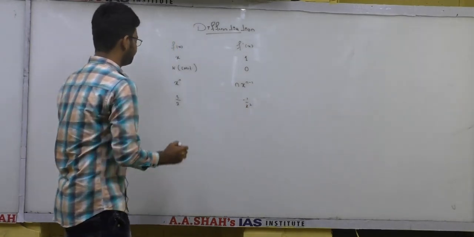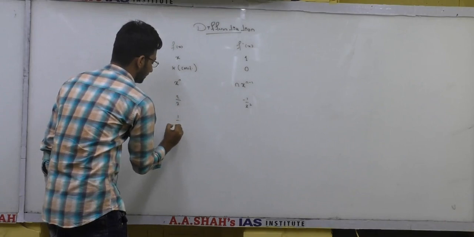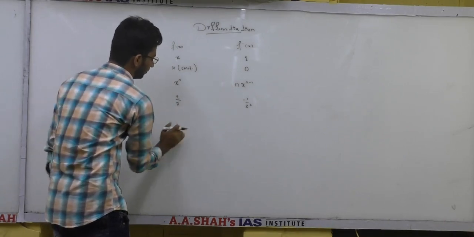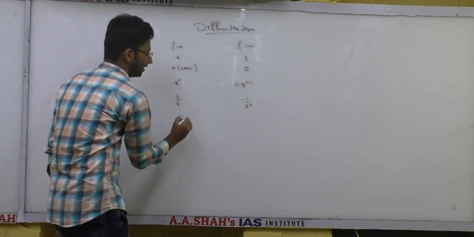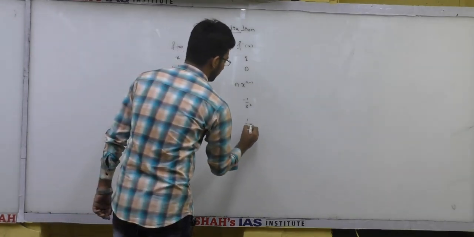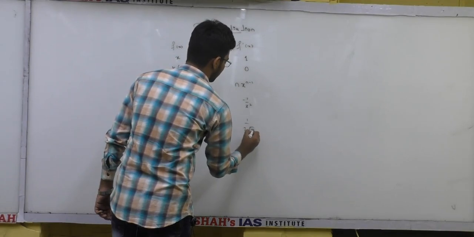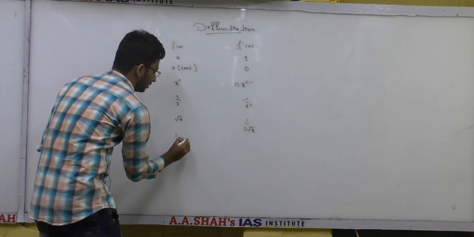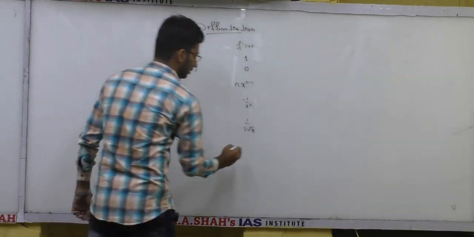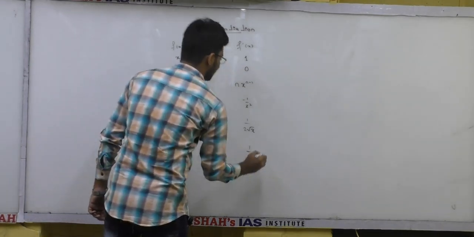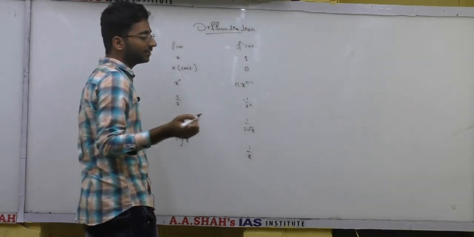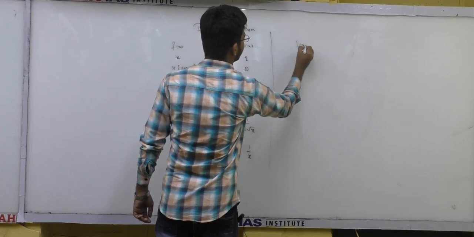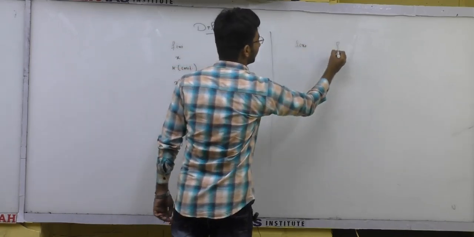Now if we have root x, then the derivative of root x will be 1 upon 2 root x. If we have log x, then the derivative of log x will be 1 upon x. Similarly, we have the same for trigonometric functions, f(x) and f dash of x.